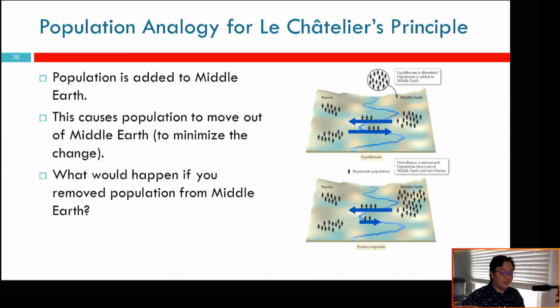So what would happen if suddenly there was a war in Middle Earth and there were a lot fewer people? If we removed population from Middle Earth, we would probably see more people shifting from Narnia to go to Middle Earth to fill in that empty space. As tragic as it is, there are empty homes there, and the market prices are low. Maybe the interest rates are high, so people are trying to sell. I don't know. So it shifts, though, to the left.